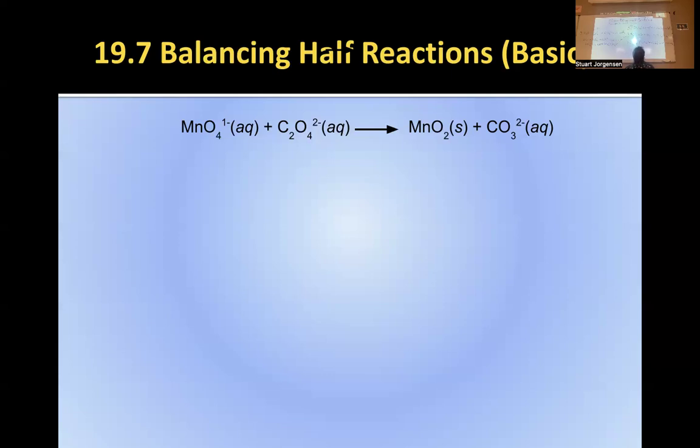We're basic, which means we can't keep this. It's okay, easy fix. Instead of H pluses, we've got to use OH minuses. How many H pluses are there? 4. So we're just going to add enough OH minuses to get rid of those. If I add them to one side, I've got to keep it balanced. I'm balanced at this point. If I add 4 to this side, I also have to add 4 to the other side.